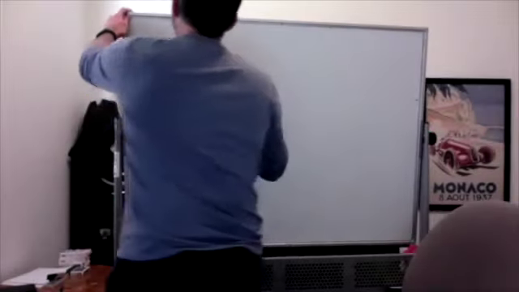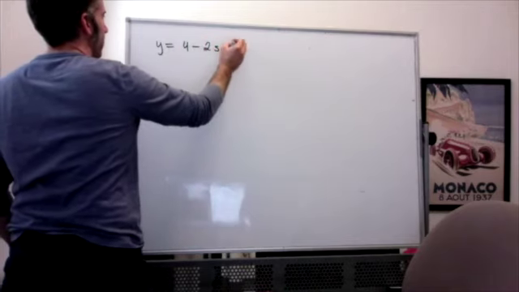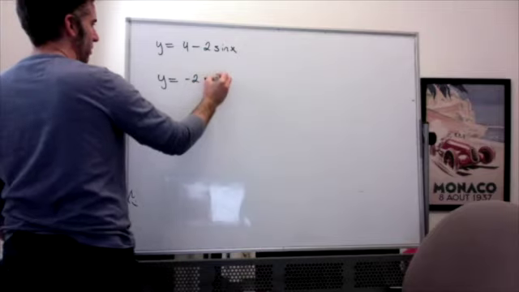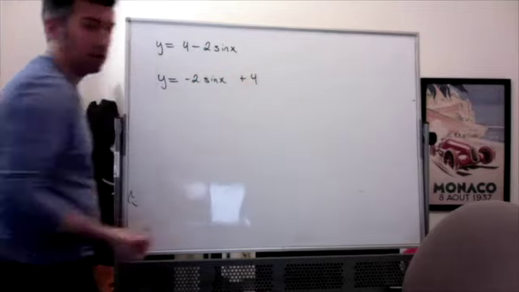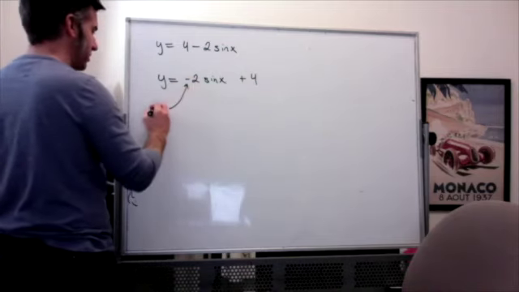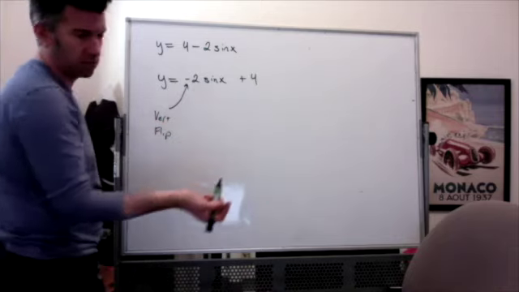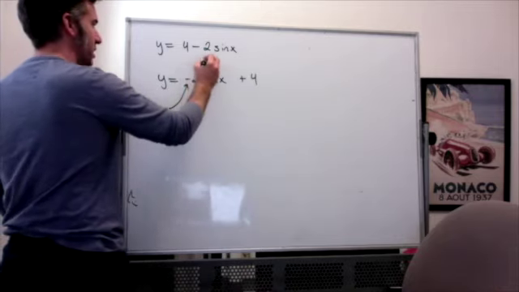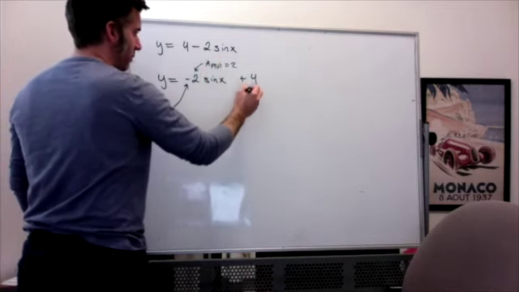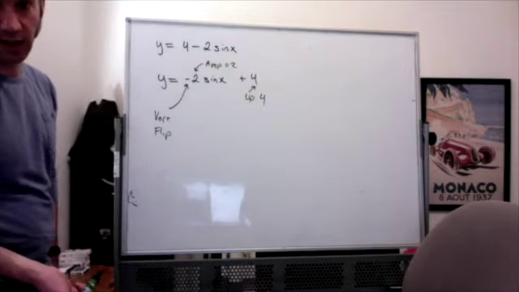So if you are graphing y equals 4 minus 2 sine of x, you can totally rewrite that as negative 2 sine of x plus 4. So then the negative here gives us a vertical flip. The 2 gives us an amplitude of 2. And the plus 4 shifts it up 4. So that's how we graph something like that.